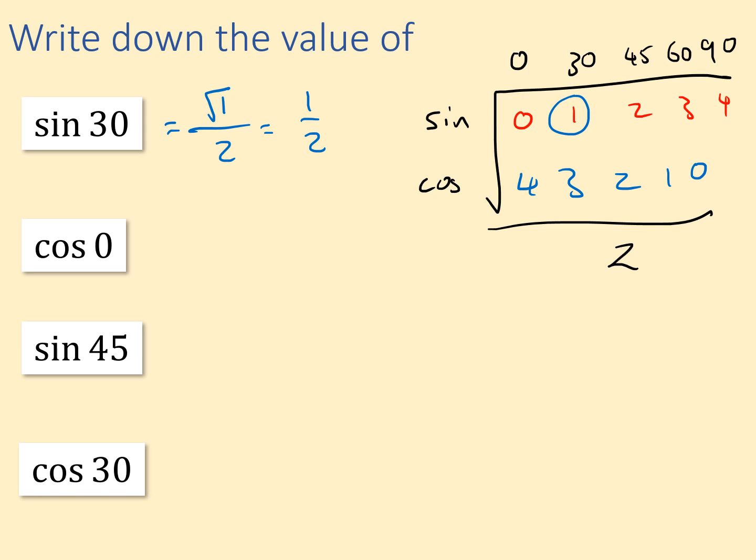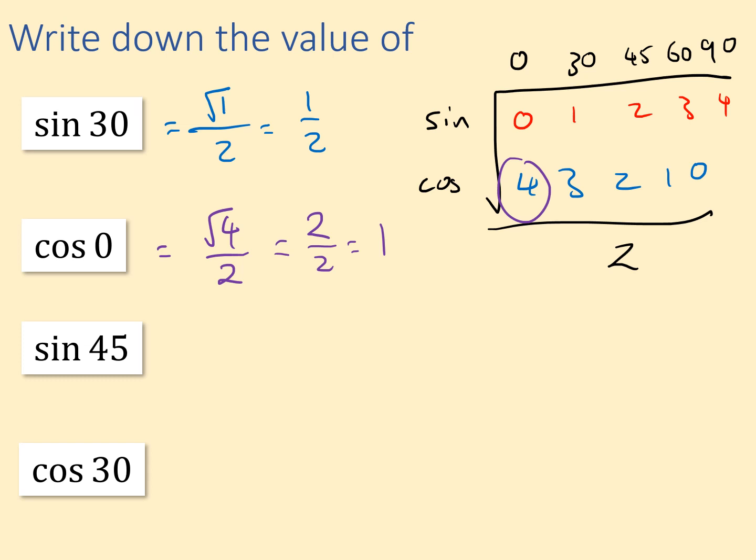I now want the cosine of 0. So looking at a cosine, looking at 0, that leads to this 4. So cosine of 0 is the square root of 4 divided by 2. Well, square root of 4 is 2. It's 2 divided by 2, which is 1. Okay, the cosine of 0 is 1. Put it in your calculator and check. Cosine of 0 is 1.